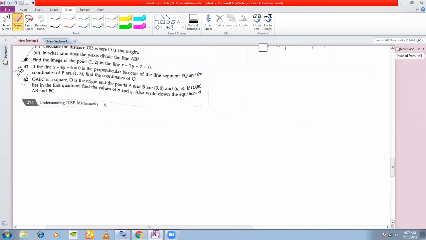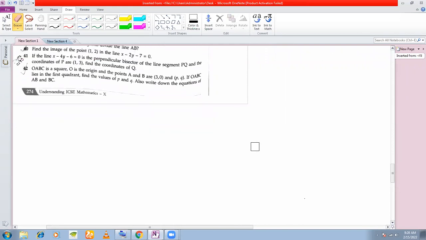Last question. Look at number 42. Number 42. Question is OABC is a square. O is the origin and the coordinates of the points A and B are given. Coordinates of A is given to be 3, 0 and the coordinates of B is given to be P, Q. If OABC lies in the first quadrant, find the values of P and Q. Also, write down the equations of AB and BC. Let's see. This is your X and Y axis.